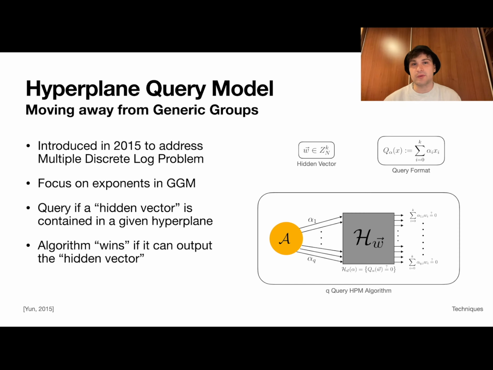The intuition behind why this model is useful when looking at generic group algorithms is that by making queries to a generic group oracle, I can effectively write linear relationships between the initial values that I'm given. For instance, if I'm given sigma x and sigma y, I can compute sigma x plus y, or any constant times x plus any constant times y. Similarly, in this model, we're able to ask any linear equation of this form and determine whether or not the hidden vector lies in such an equation.